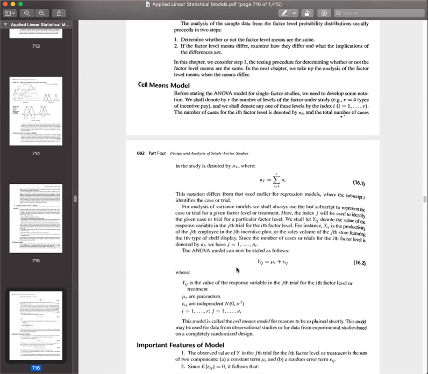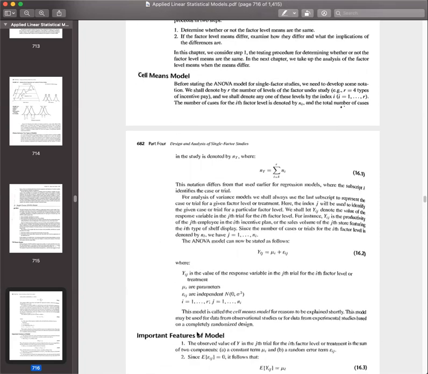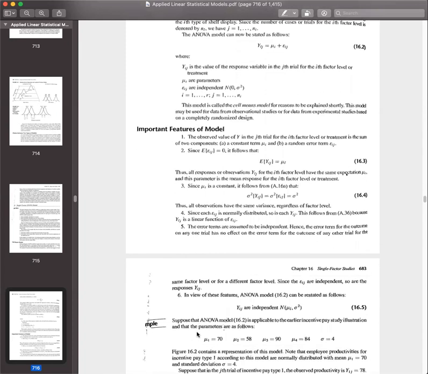This model may be used for data from observational studies or for data from experimental studies based on a completely randomized design. The important features of the model. First, the observed value of y in the jth trial for the ith factor level or treatment is the sum of two components, the constant term mu sub i and a random error term, error of ij. Since the expected value of error of ij is 0, it follows that the expected value of yij is mu sub i. Thus, all responses or observations yij for the ith factor level have the same expectation, mu sub i, and this parameter is the mean response for the ith factor level or treatment.